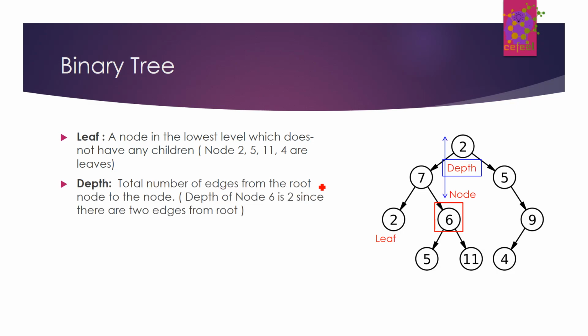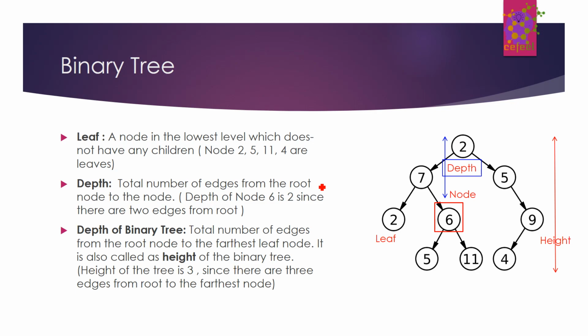Then comes depth of a node. So depth of a node is the distance from the root, which means the total number of edges from the root to the node. So if we have to compute the depth of node 6, then it would be 2, because there are 2 edges, 2 to 7 and 7 to 6, through which we can reach node 6 from the root 2.